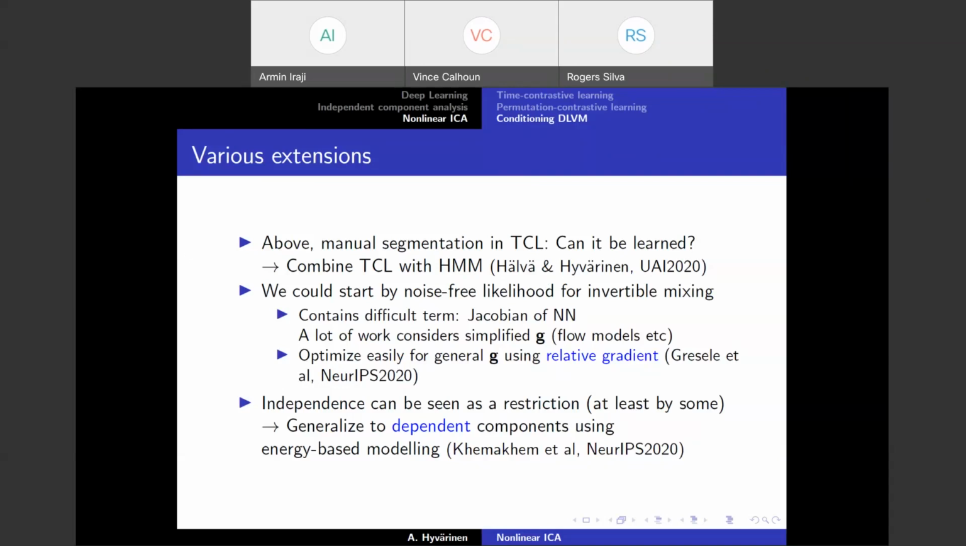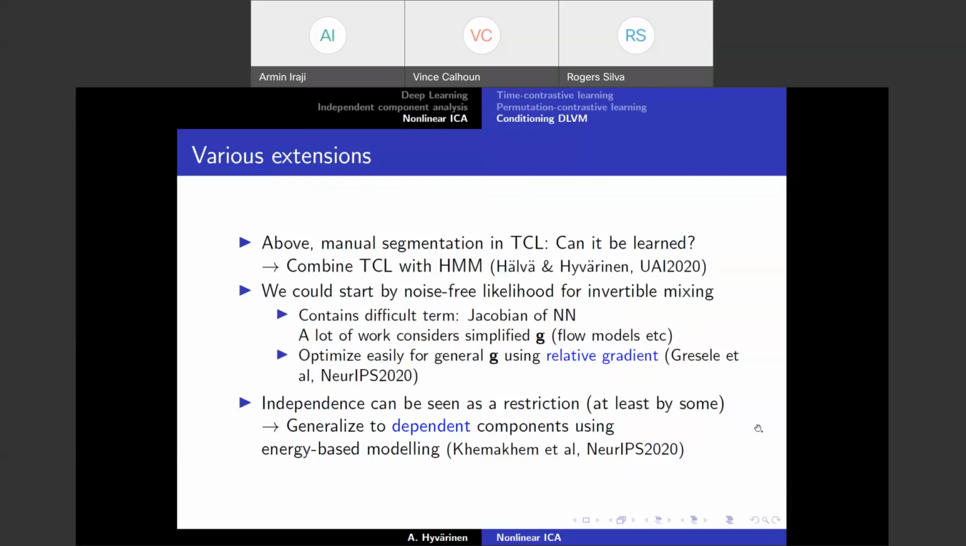This goes extremely technical, but some of you may be familiar with this theory. We could have a likelihood estimate method also in the noise-free case for an invertible mixing, but then you get a difficult term, the Jacobian of the neural network. There's a lot of work on how to simplify the neural network so that it can be evaluated. We recently showed that it can be evaluated for quite a general case using the so-called relative gradient, and thus we can do this noise-free likelihood inference efficiently.